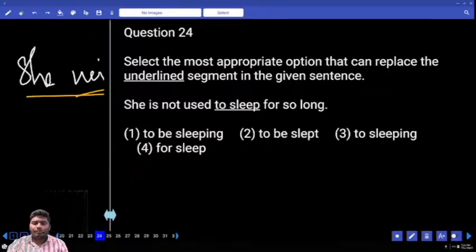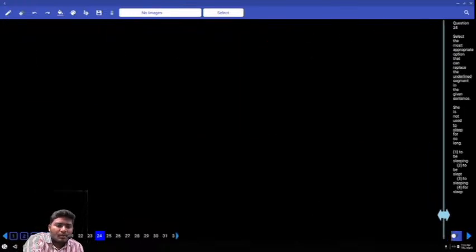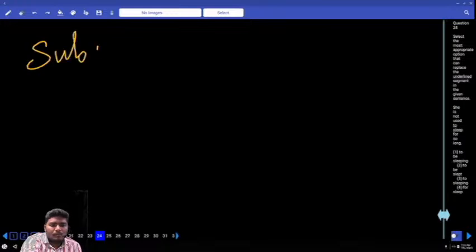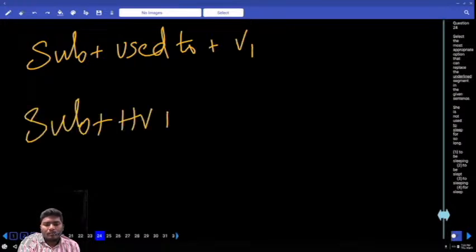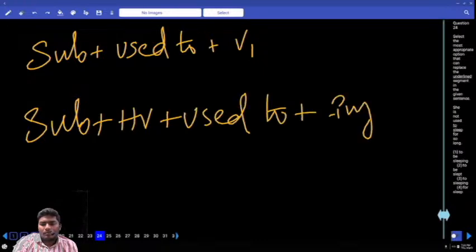Move to 24. She is not used to sleep for so long. One more important rule from the modal verbs. I will only give you the structure, the rule. You tell me the answer. Tell me your answer now. Look at the sentence and tell me the answer.